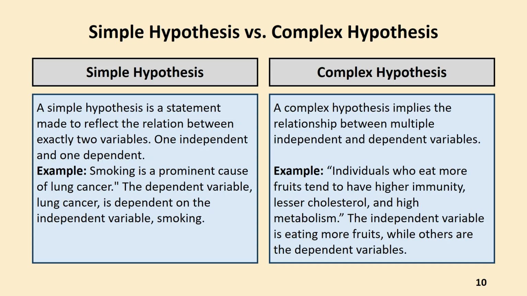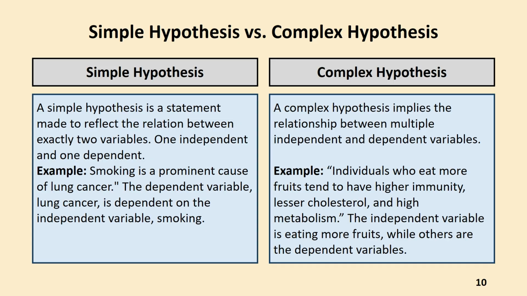Let us consider one example here. Individuals who eat more fruits tend to have higher immunity, lesser cholesterol and high metabolism. Now, you can see here clearly that we have taken three things together.